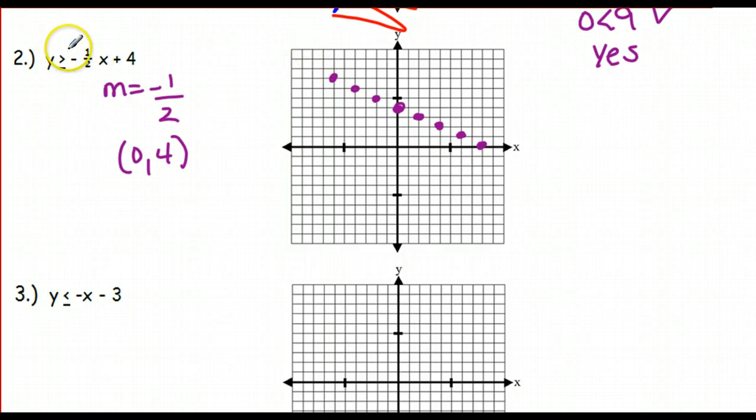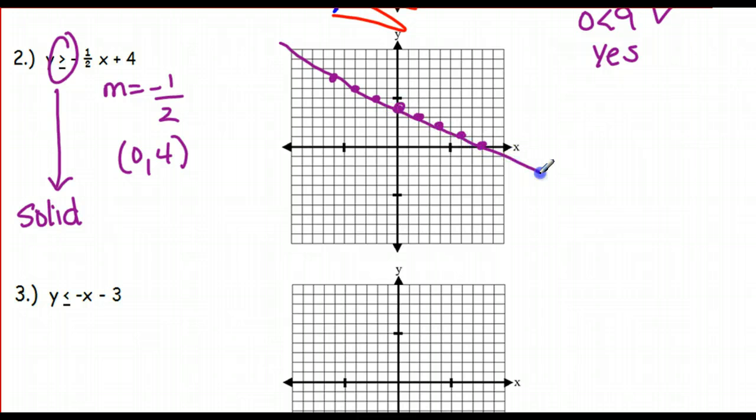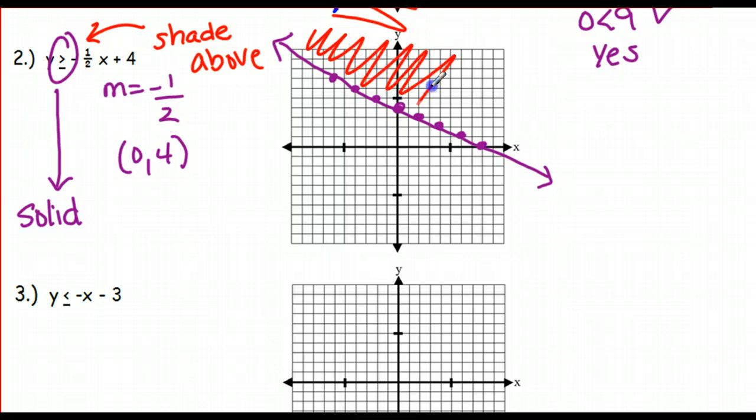and then I can connect the points. Now, because it's an or equal to graph, we're going to do a solid line. So I can connect my points, and there we go. Now, it's a greater than symbol, so we're going to shade above our line, shade above. And that would be this area right here.